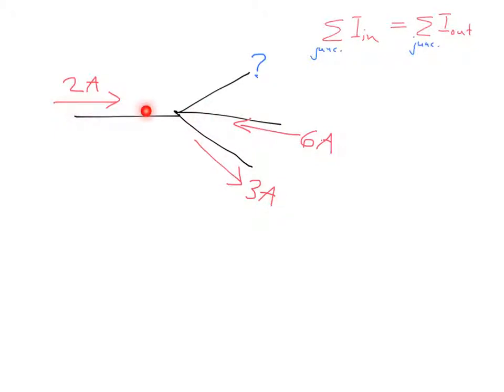Well, if I've got 2 and 6, a total of 8 amps flowing in, I better have a total of 8 amps flowing out. Here I see only 3 amps flowing out, so this remainder has got to be 5 amps flowing out of the junction. Let's check. 8 amps flowing in, 8 amps flowing out, we're good.